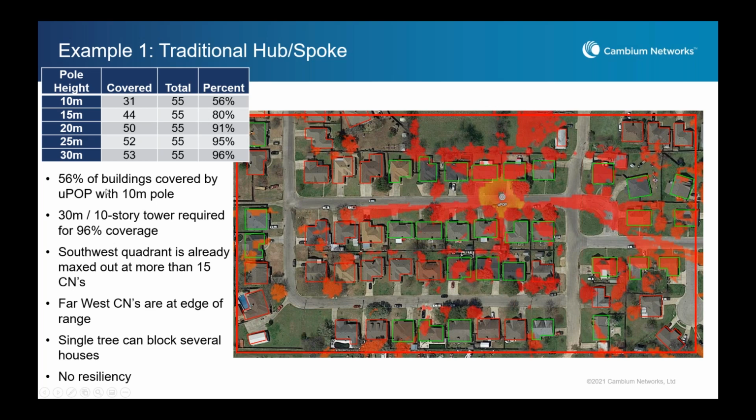If you're just at a 10-meter tower, you're only going to get about 56% or half of the homes. You'll also notice things like the lower quadrant here already has more than 15 homes, so that's going to be over maxed on the sector. So you're going to be having to look at additional sectors here. And then also these nodes out here on the west are starting to be at the limit of the range. And really you have no resiliency, and a single tree could block off a whole section of this neighborhood.